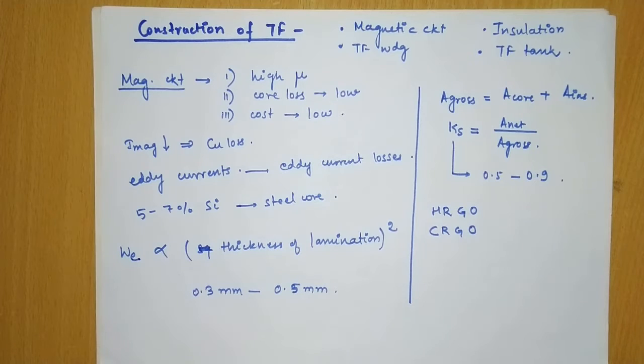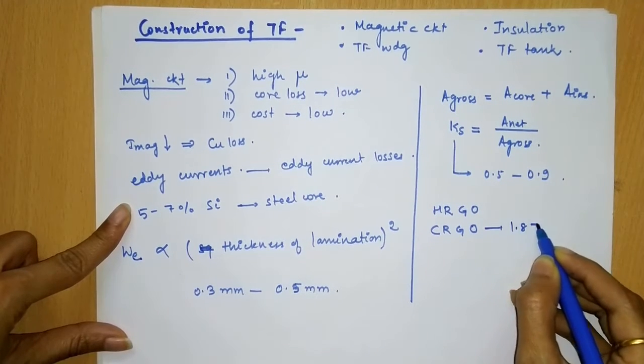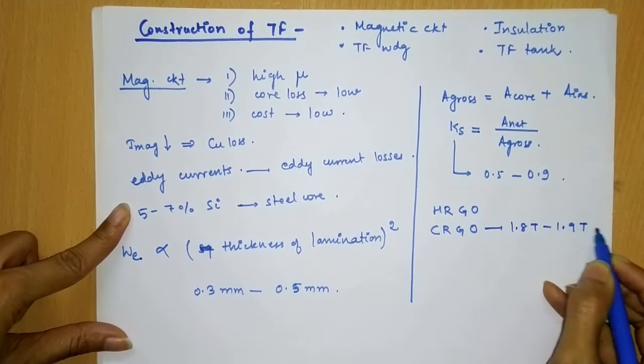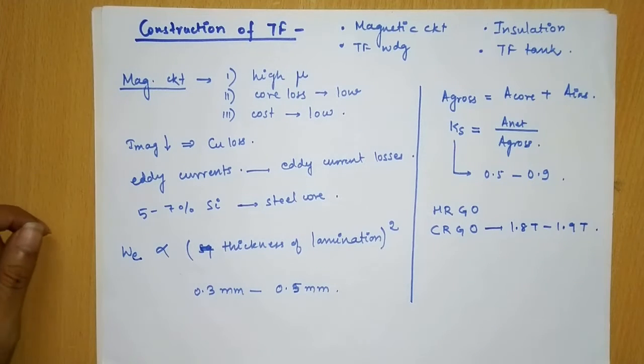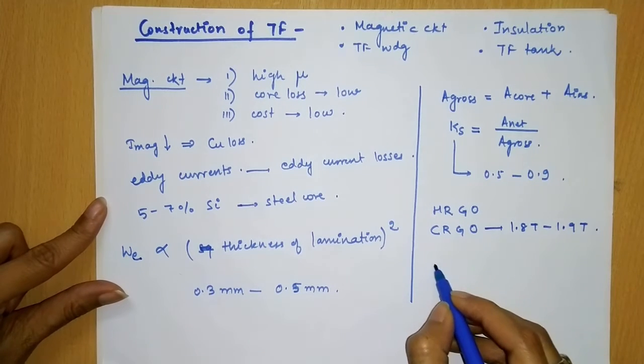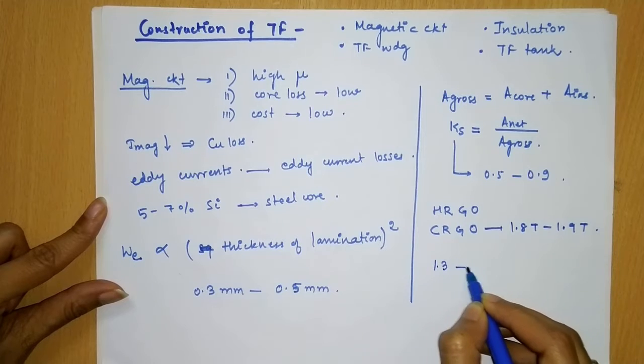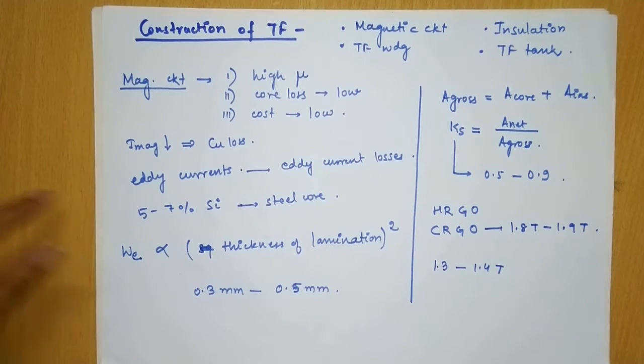Therefore, CRGO steel can be used up to a maximum flux density of 1.8 Tesla to 1.9 Tesla, whereas the conventional steel core can offer a maximum flux density of 1.3 to 1.4 Tesla. Hence, with the CRGO steel, we can operate transformer at high flux density. The advantage of this is that with high flux density, the size of the transformer reduces.